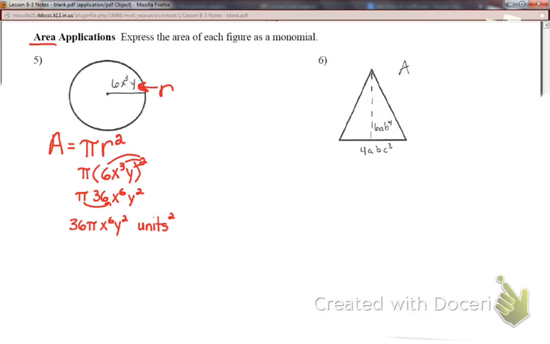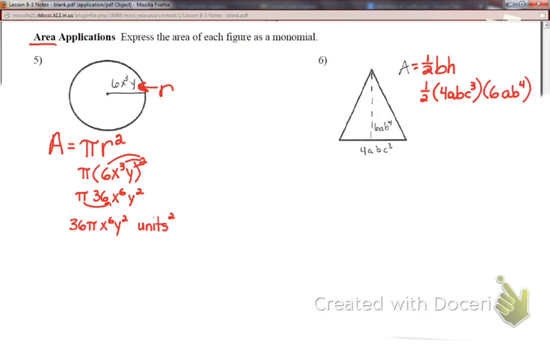For number 6, that's a triangle, and if you look at your formula sheet, it'll tell you that A equals 1/2 BH. That's 1/2 times the base times the height. So here, we're going to start with that 1/2 because it's part of the formula. And then the base of this triangle is 4ABC to the 3rd. And the height of the triangle is 6AB to the 4th.